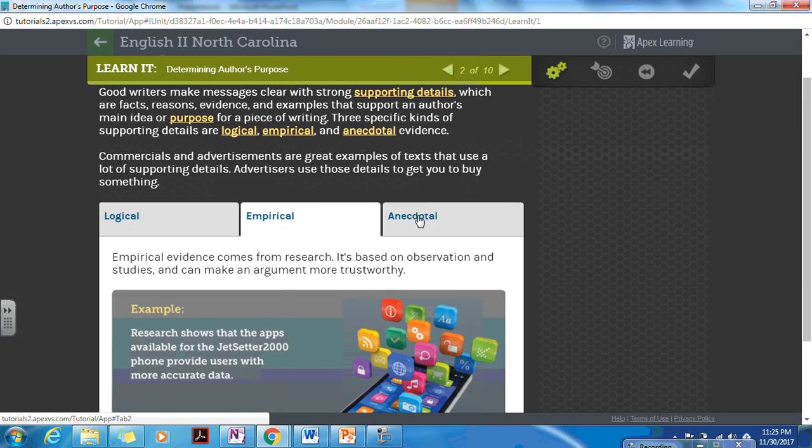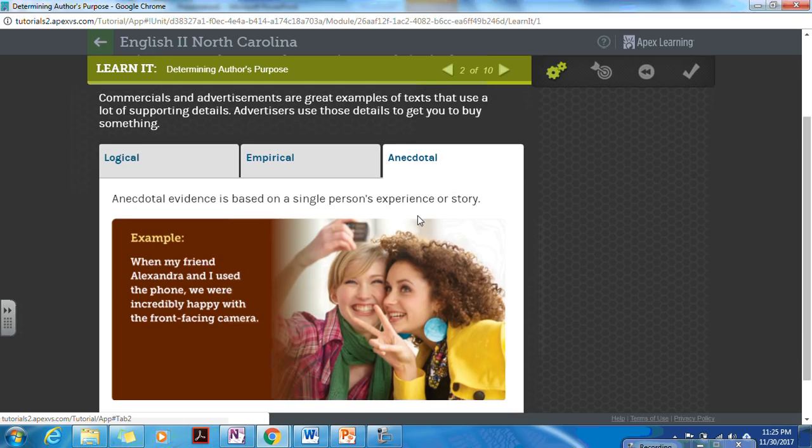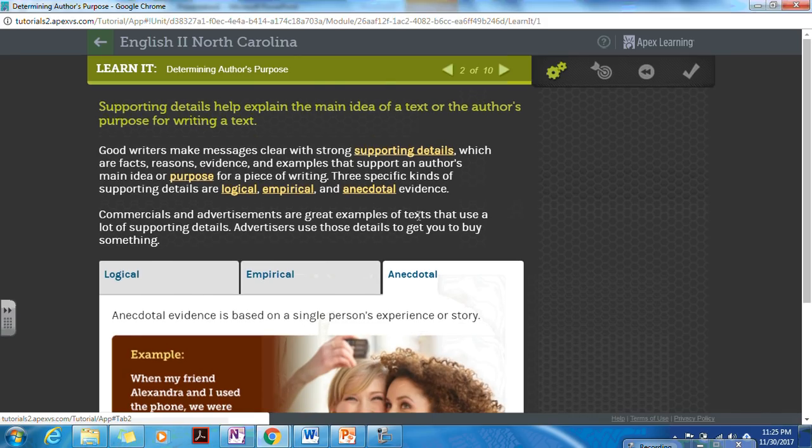The last kind is anecdotal. Anecdotal is based on a single person's experience or their story. So it doesn't have to be something that's happened personally to you. It could just be something you've experienced or you know someone has experienced. So for example, when my friend Alexandra and I used the phone, we were incredibly happy with the front-facing camera. A good writer uses all 3 or uses a combination of the 3 to better support their argument.